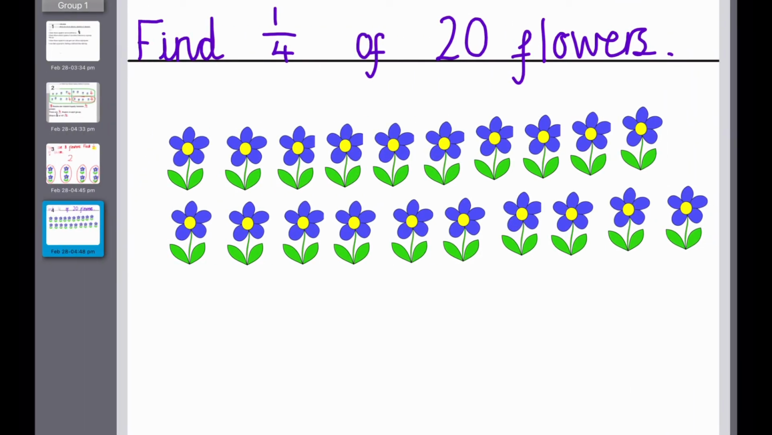Use your manipulatives to find 1/4 of 20 flowers. Come back when you're ready.